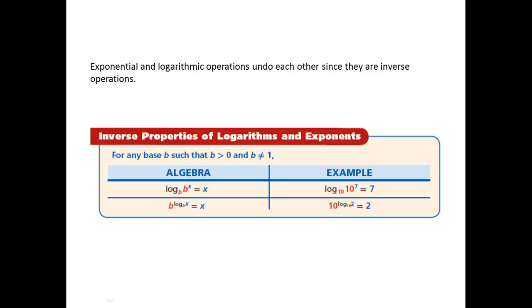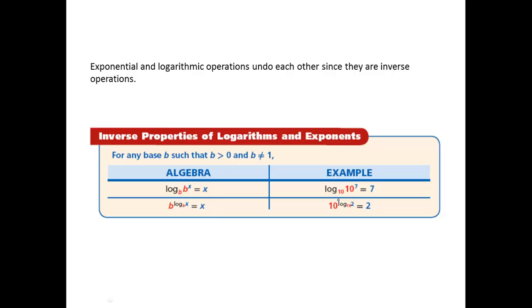Alright, next property we have is the inverse property. Since exponential and logarithm operations undo each other, they're inverses. So if we have log base b of b to the x, we know that's going to equal x. Also, if we have it as an exponent, b to the log base b of x, so that whole thing, that log is in the exponent, is going to equal x.